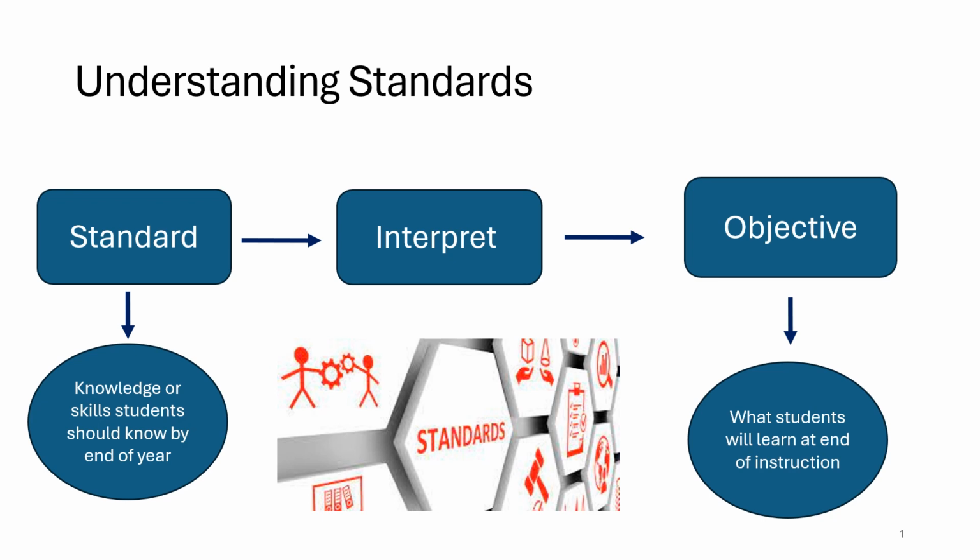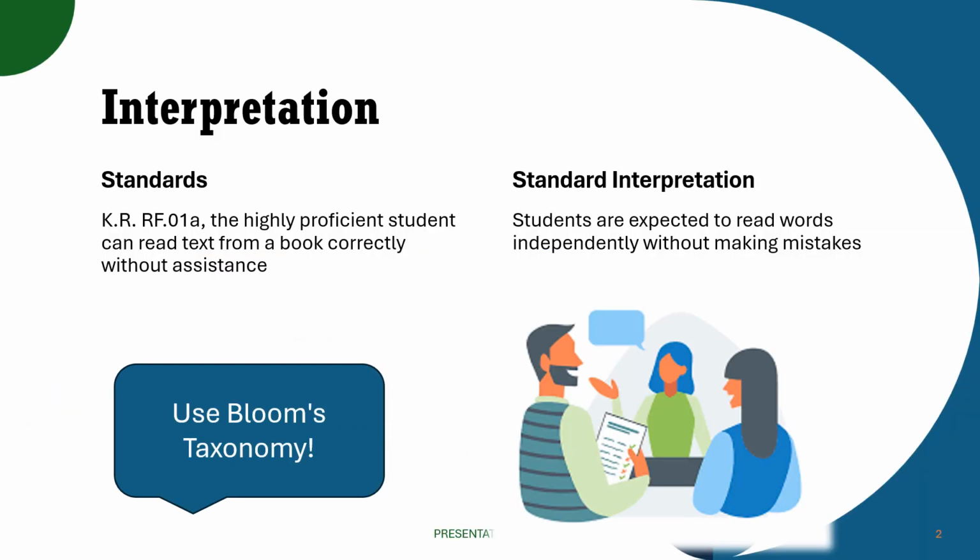for instruction. Objectives are statements of what the students will learn and be able to accomplish by the end of the instruction. The standard we are going to look at today in the kindergarten level for reading is K.R.RF.01a. The highly proficient student can read text from a book correctly without assistance.